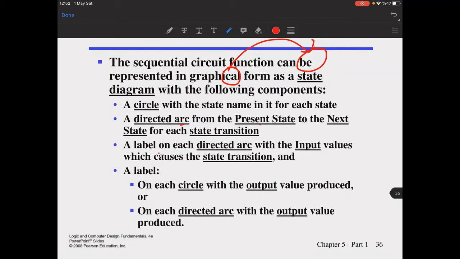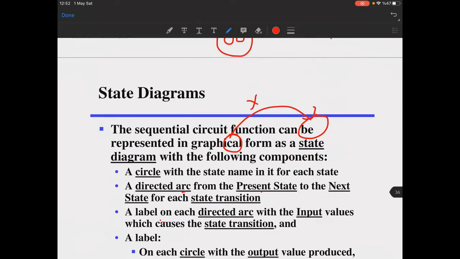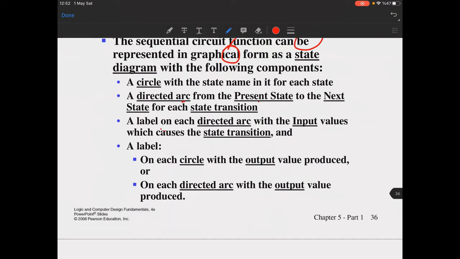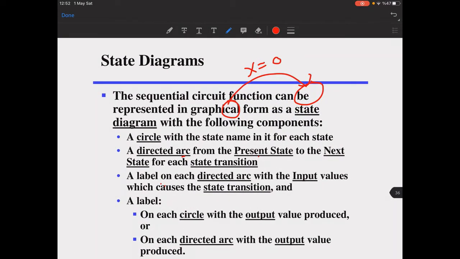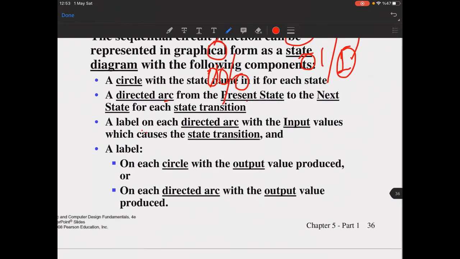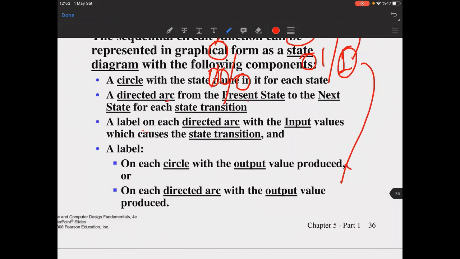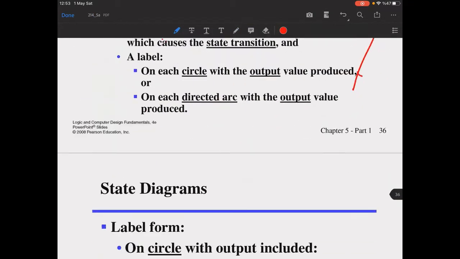And a label on each directed arc shows us which input values are required for the transition, like x equals 0 or something like this. And a label on each circle, for example, you can do it like this, and with this input, the output will also be 0 or something. Or you can write it like this with, for example, in 0, 0 state, your output is 0, and at 0, 1 state, your output will be 1. You can represent it like a Moore machine or Mealy machine in this manner.